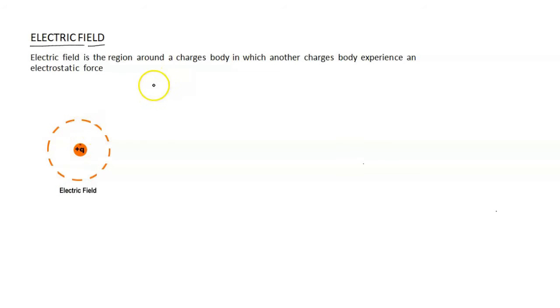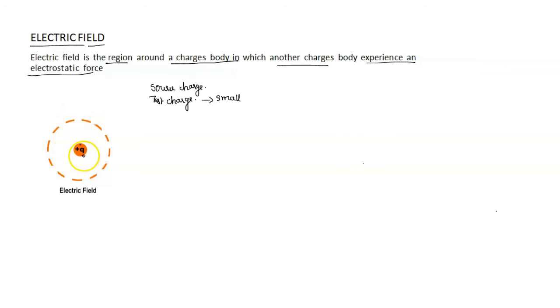Of two charged particles, one must be considered the source charge, which creates a region around it, and the other is the test charge. The test charge should be very small compared to the source charge. Otherwise, the test charge will have its own electric field similar to the source charge. More specifically, we can define the electric field as a region around a charged body in which another charged body experiences an electrostatic force.